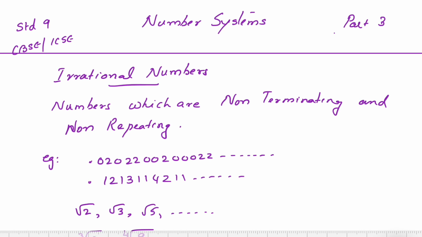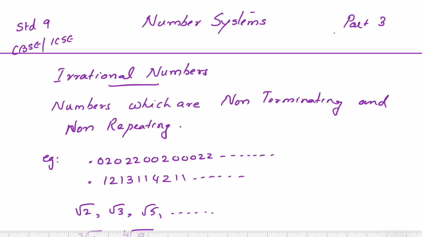The chapter is number systems for standard 9. This is part 3. In part 2 we had discussed the rational numbers, converting non-terminating recurring decimals to fractions. Now here we will be discussing the irrational numbers.